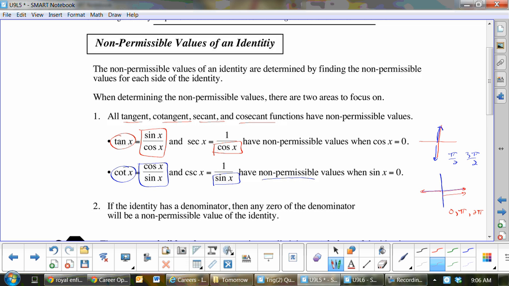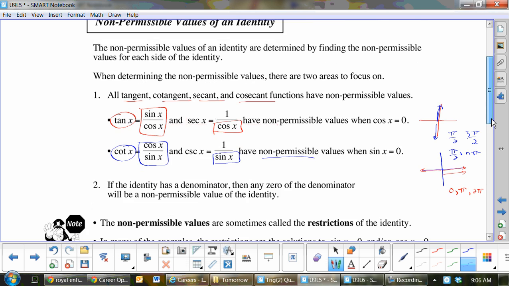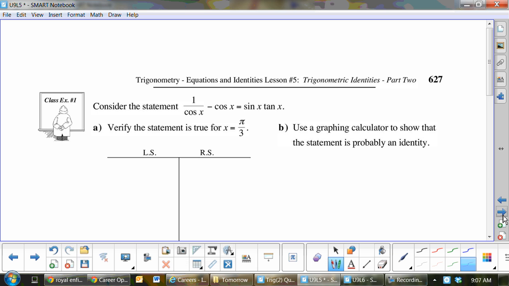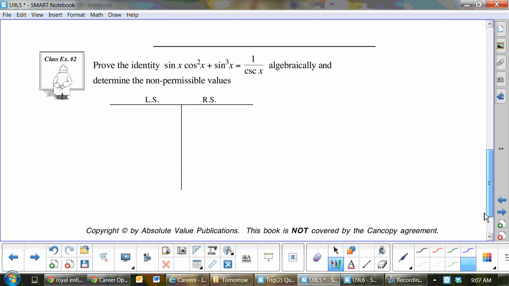Now, I guess I should go back, and more generally, this would be pi over 2 plus n pi, right? That's the way we just say it quicker. And then this one would be just n pi. And of course, n is in the integers. So today we're just going to be scouting them out and finding non-permissible values. Okay, so just for sake of time, let's just do example 2.